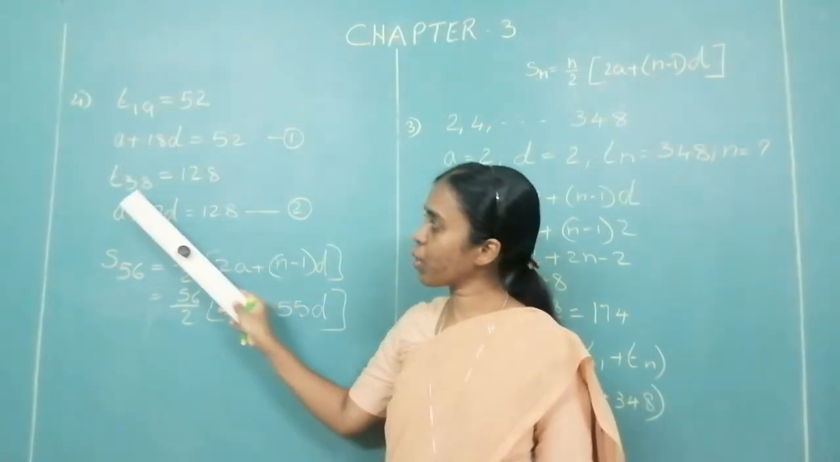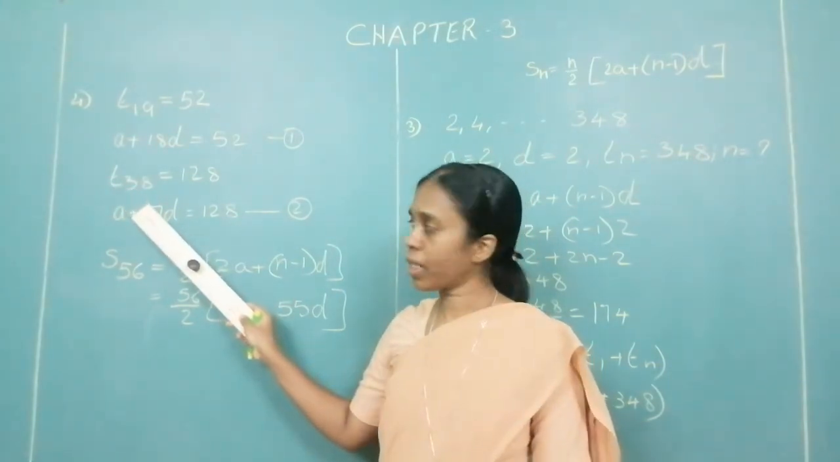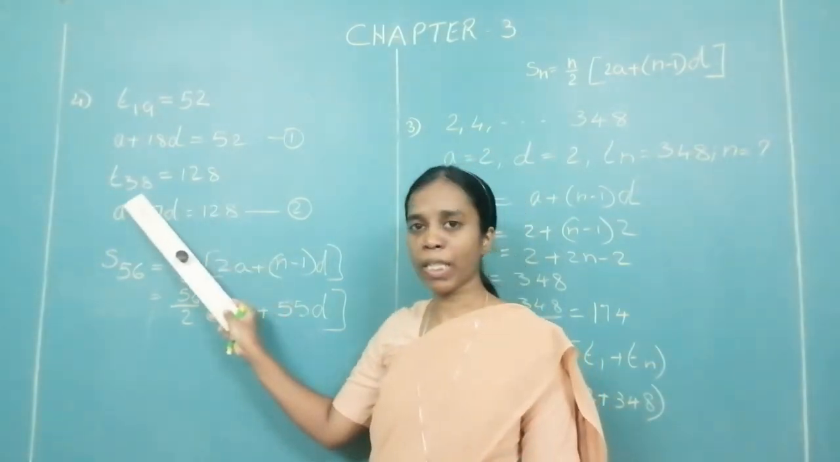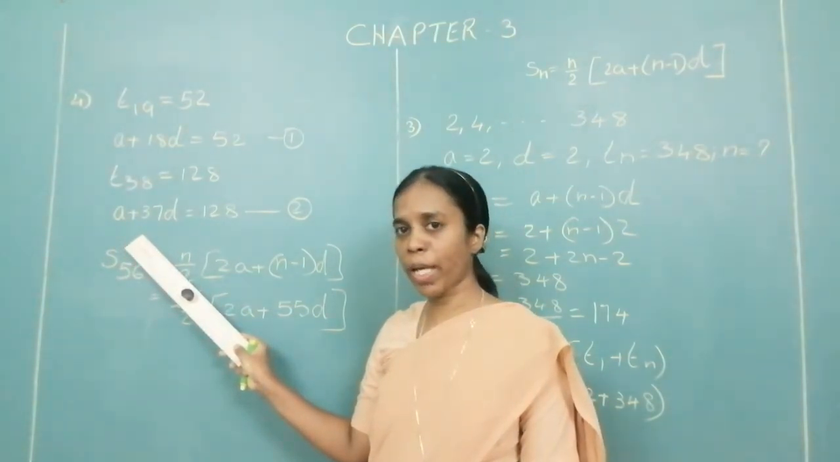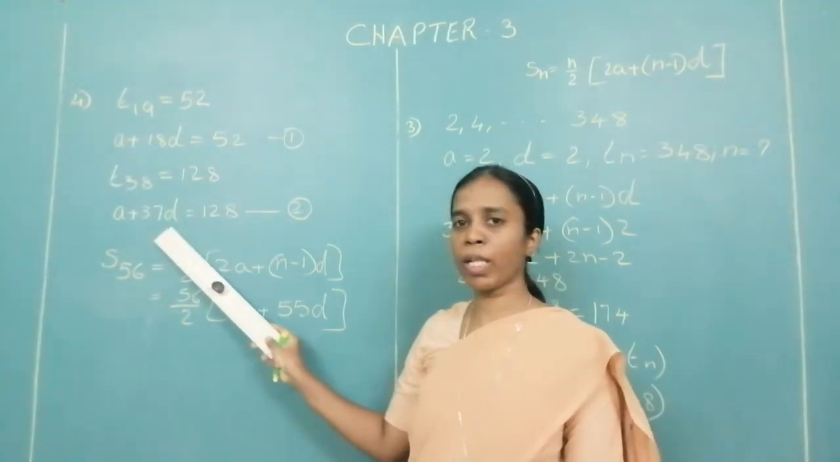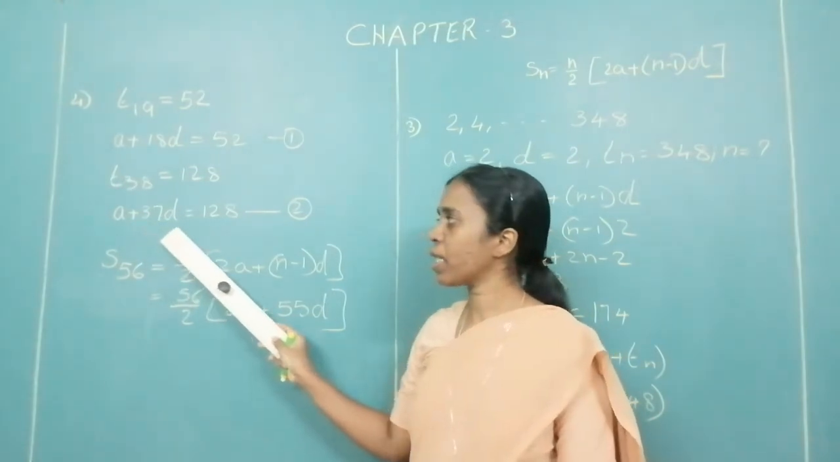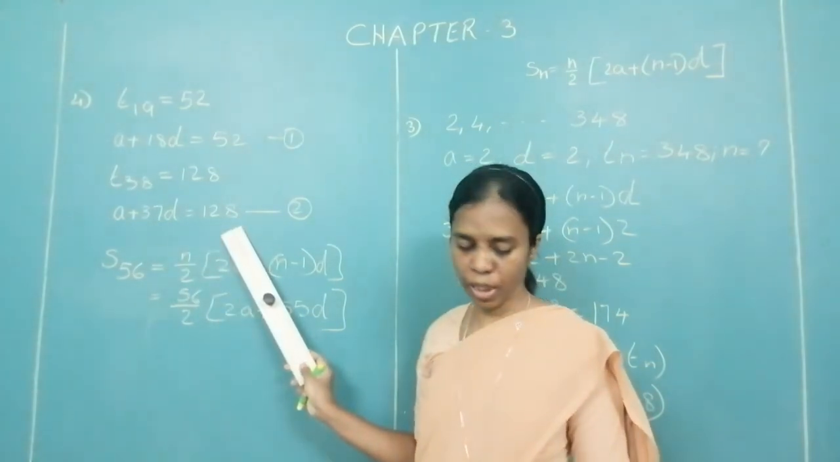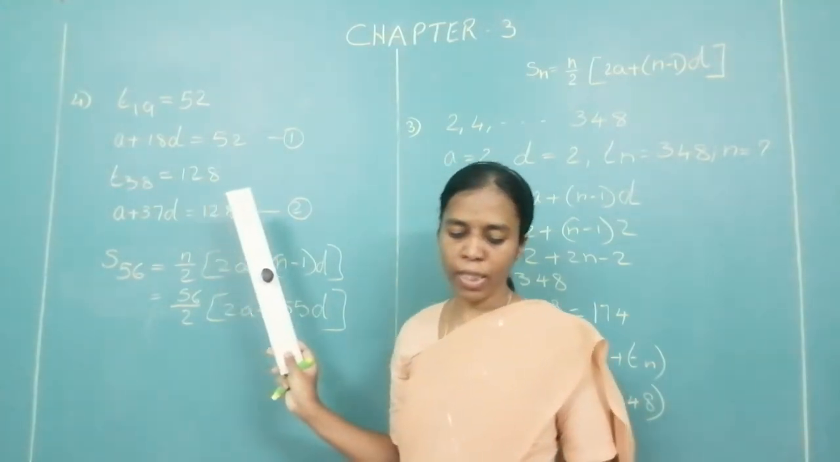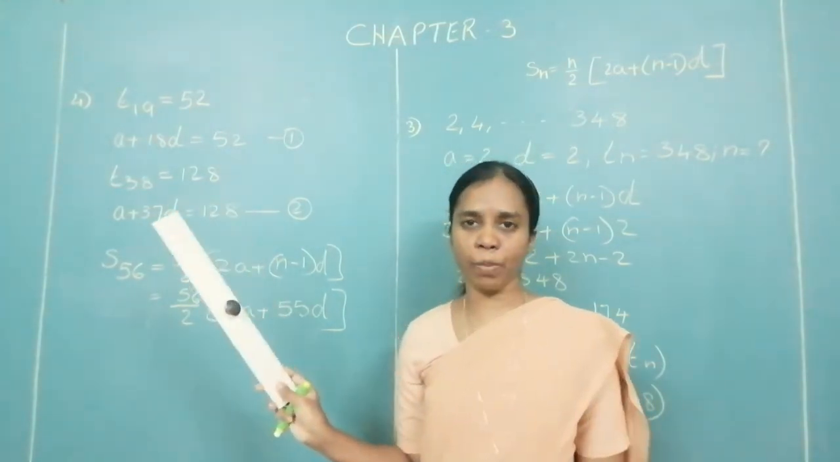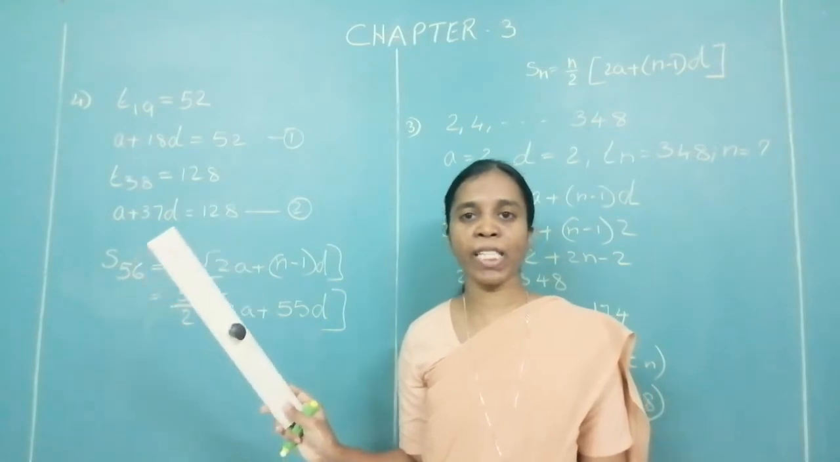Which is the next one given to you? T38. T38 is 128. Now what is T38? A plus N minus 1. Now what is your N minus 1? 38 minus 1, 37D. So A plus 37D is equal to 128. What is asked to you? Find the sum of 56 terms. So you have to find S56.